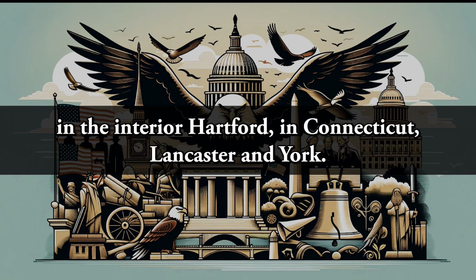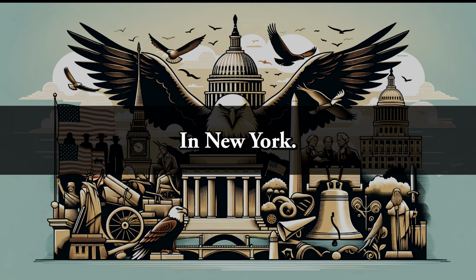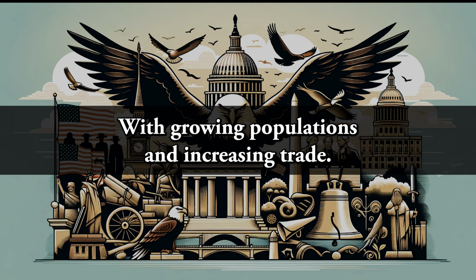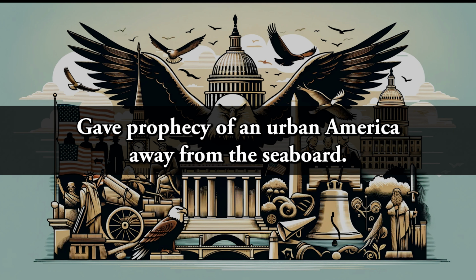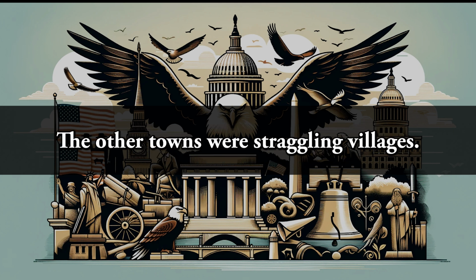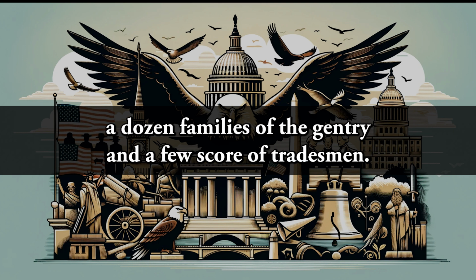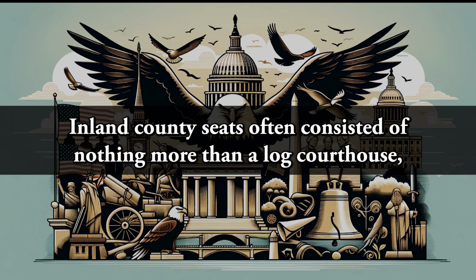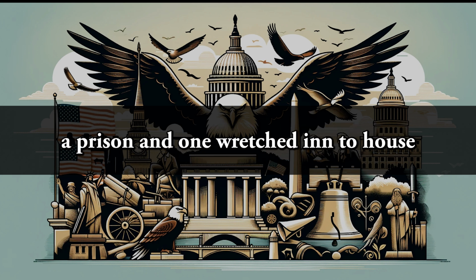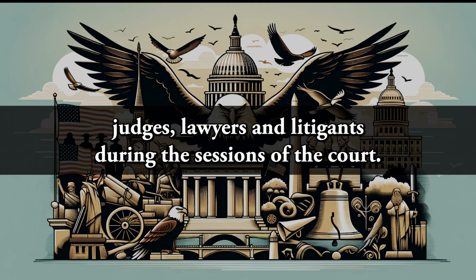In the interior, Hartford in Connecticut, Lancaster and York in Pennsylvania, and Albany in New York, with growing populations and increasing trade, gave prophecy of an urban America away from the seaboard. The other towns were straggling villages. Williamsburg, Virginia, for example, had about 200 houses, in which dwelt a dozen families of the gentry and a few score of tradesmen. Inland county seats often consisted of nothing more than a log courthouse, a prison, and one wretched inn to house judges, lawyers, and litigants during the sessions of the court.